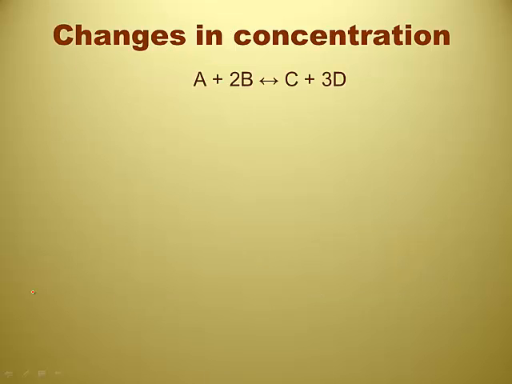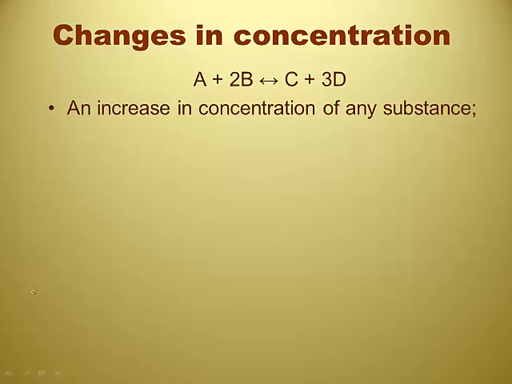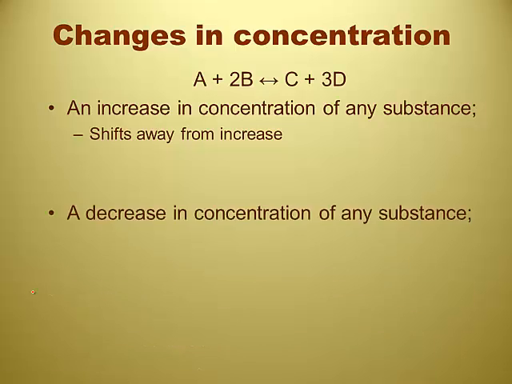Concentrations first. We start with this hypothetical reaction that you can see has A and B as reactants and C and D as products, and there are molar ratios written down there. We say that an increase in concentration of any substance is going to shift away from that increase. So if I added more B, the reaction is going to have lots of extra B, so it's going to try and make C and D. So shift to the right. But if I added a lot more C, the reaction is going to want to get rid of that C, so it's going to shift to the left.